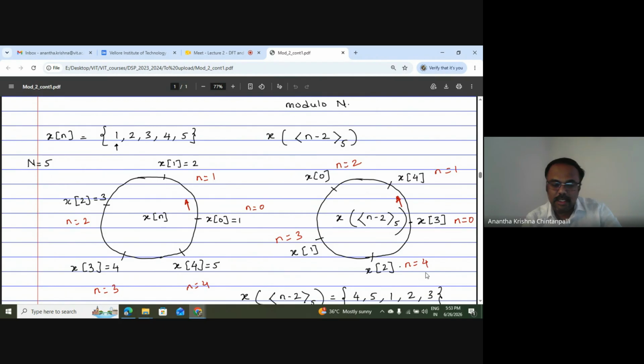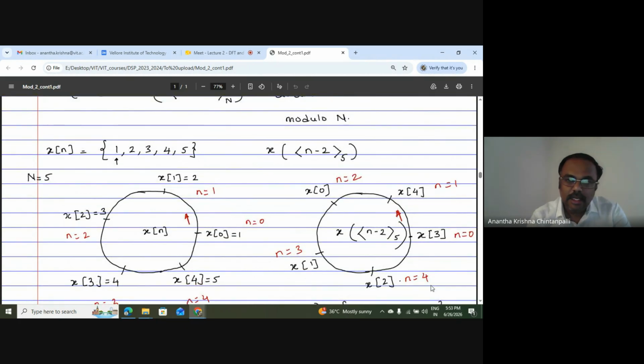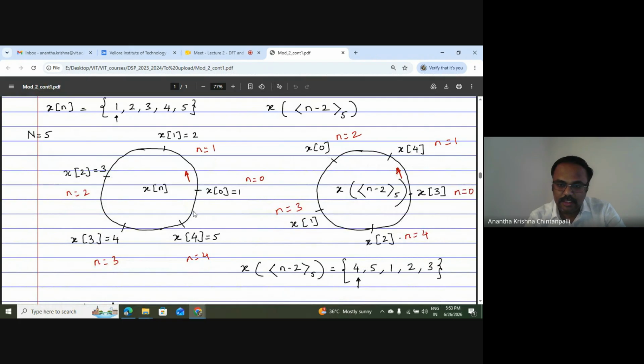So in other words, you are going in the anti-clockwise direction, you take the knob 2 times anti-clockwise. So the values would be 4, 5, 1, 2, and 3. Since it's minus 2 here, you take the last 2 samples and put them at the front. So this is the answer which you are going to get, 4, 5, 1, 2, 3.